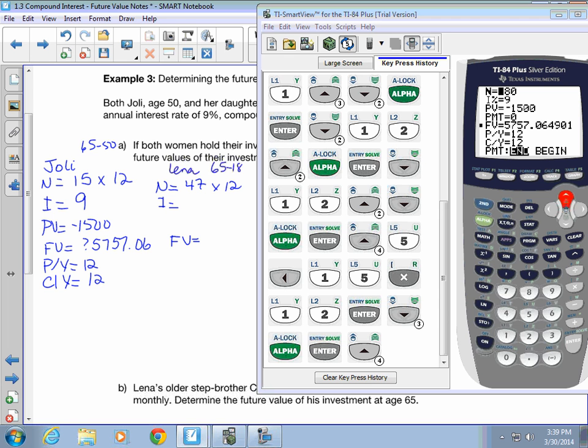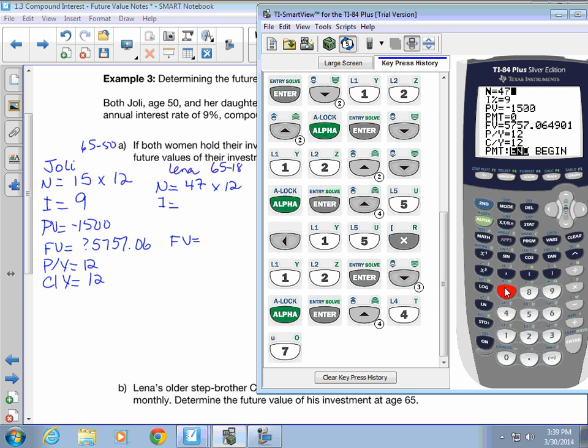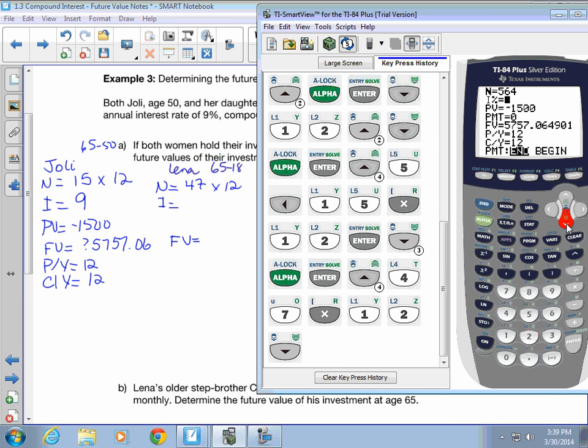She's going to have 47 periods, or 47 years, to invest, and the number of periods will be 47 times 12, so 564. Interest is still 9. She's still investing $1,500. Payments are the same. Sorry, her periods are still the same, and her compounds are still the same.